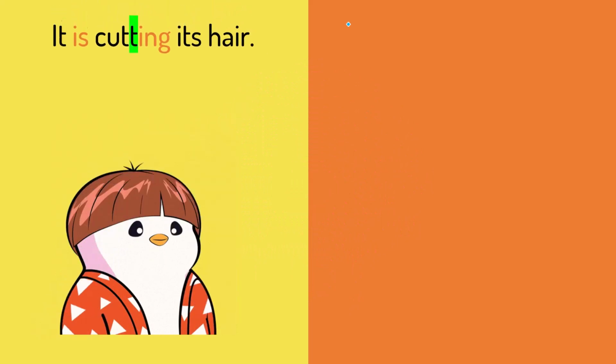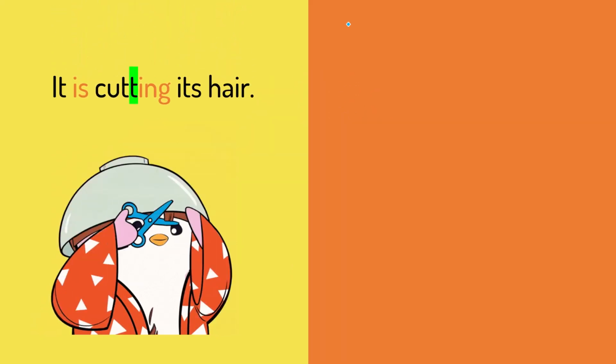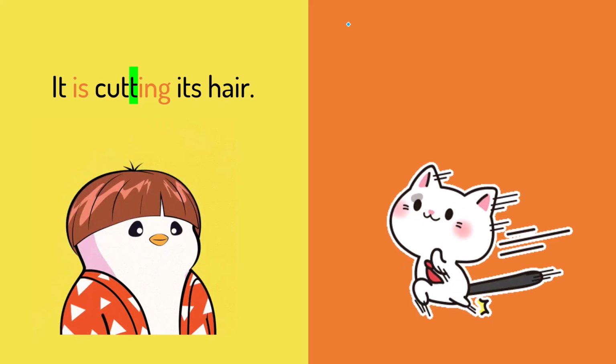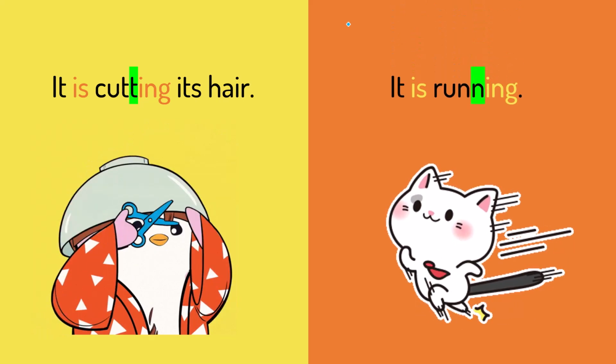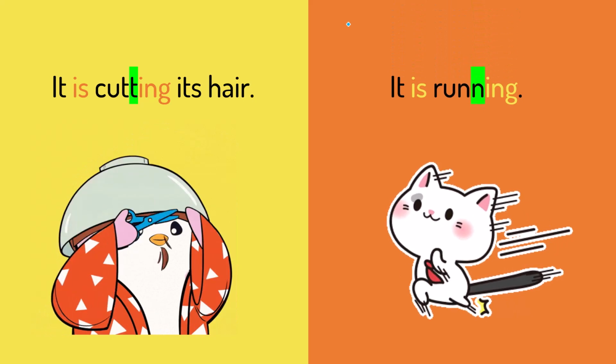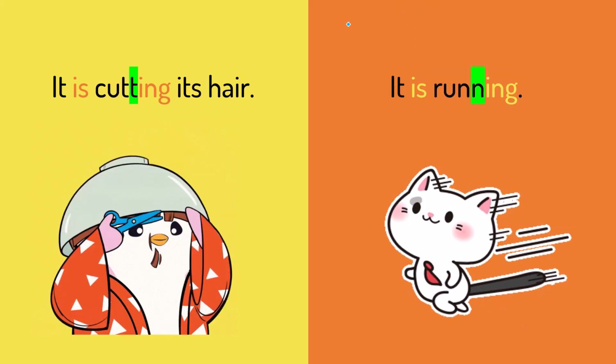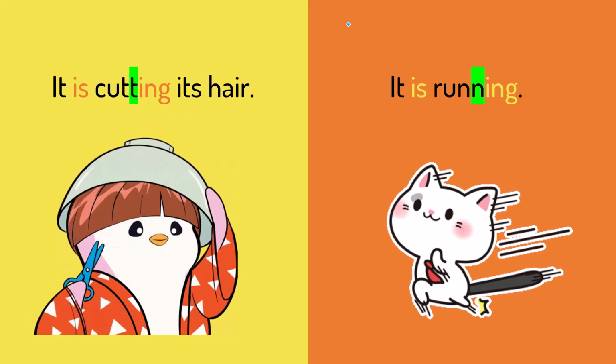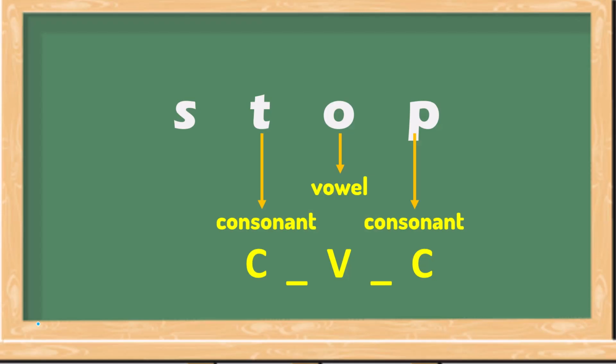Rule number 3. Well, I say, it is cutting its hair. It is cutting with double T, its hair. Or it is running. Okay, cut, run. Well, when the last letter of these words is doubled, here is the rule of that. Here is the word stop. Let's take a look at the letters of this word.